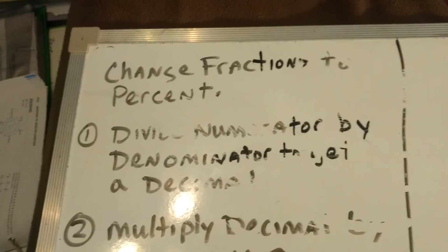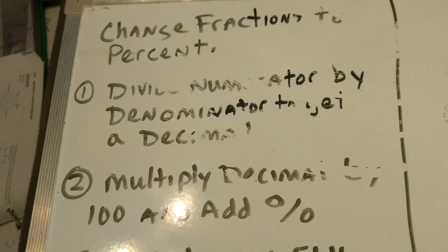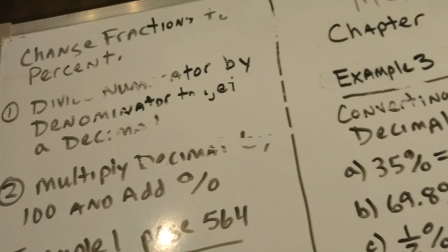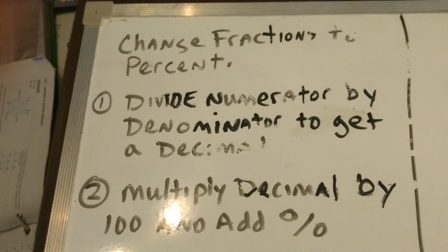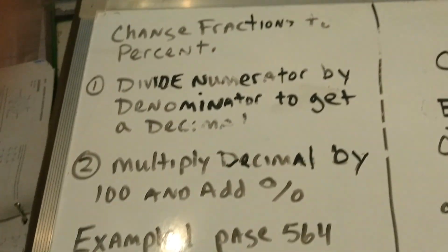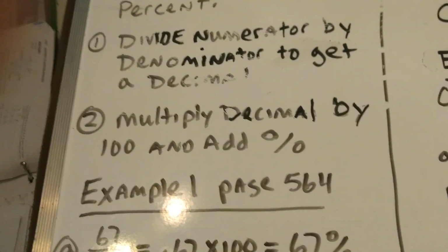So, to change a fraction to a percent, we have to divide the numerator by the denominator. So I have to divide the numerator by the denominator to get a decimal. Then we multiply the decimal by 100 and add the percent sign.